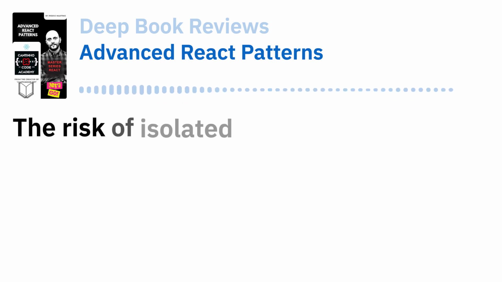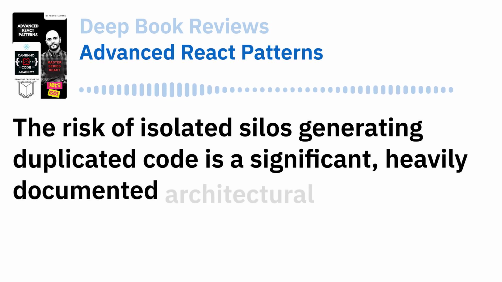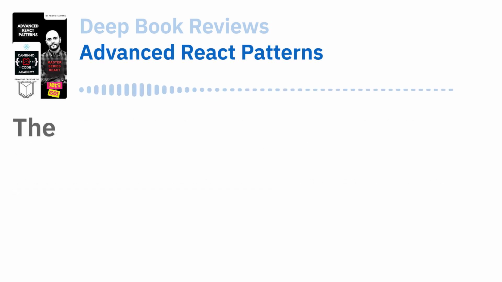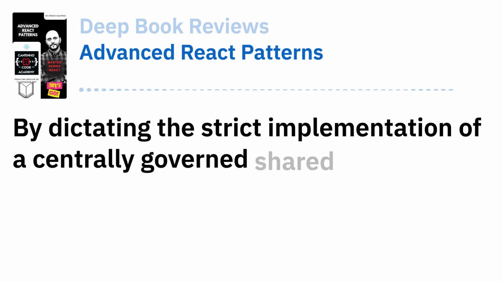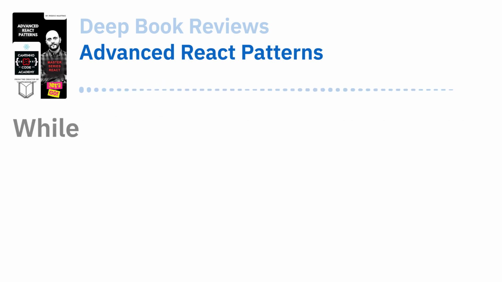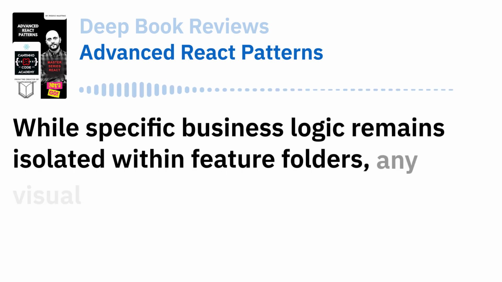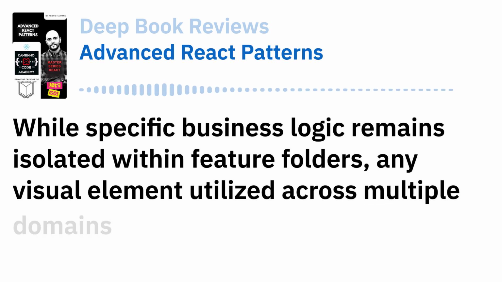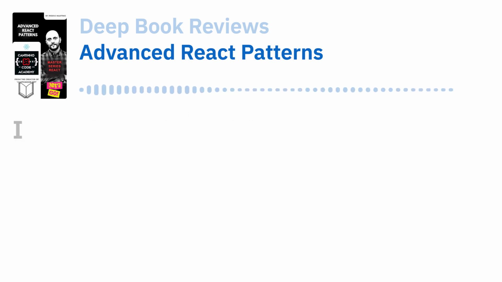Precisely. The risk of isolated silos generating duplicated code is a significant, heavily documented architectural failure point. The author acknowledges this vulnerability. And how is it mitigated? By dictating the strict implementation of a centrally governed shared components directory. While specific business logic remains isolated within feature folders, any visual element utilized across multiple domains must be abstracted into a central library. I see.